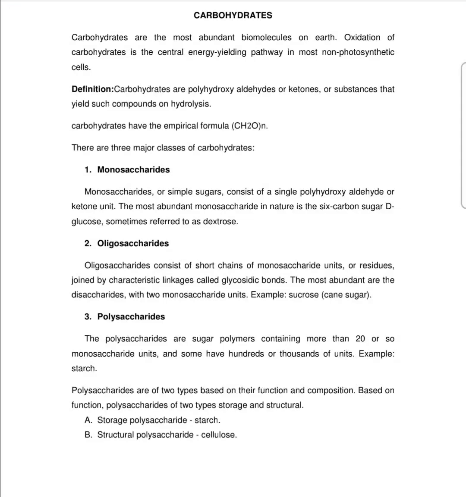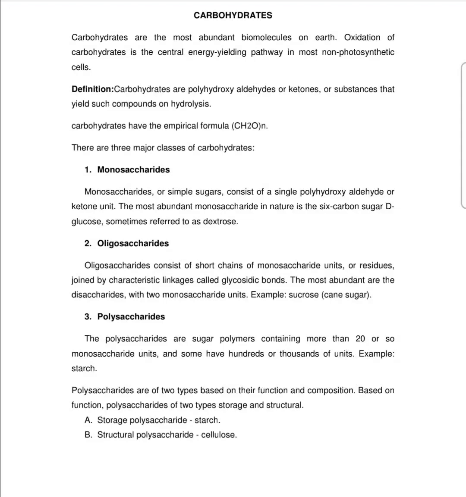Now the oligosaccharides. Oligosaccharides consist of short chains of monosaccharide units, or residues, joined by a characteristic linkage called the glycosidic bond. The most abundant are disaccharides with two monosaccharide units. An example is sucrose, that is cane sugar. The table sugar we make from cane sugar contains sucrose.